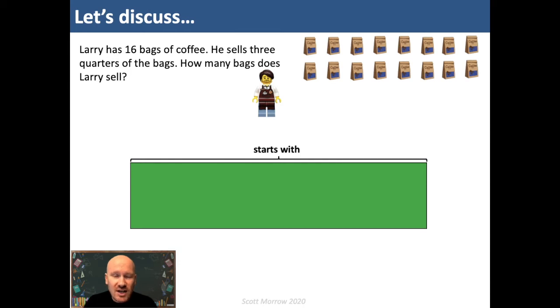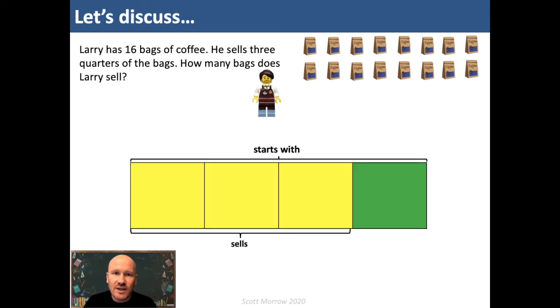He sells 3/4 of them, so this time we're going to split that bar into 4 because we're interested in quarters again. But he doesn't just sell one of those quarters, he sells 3 of them. So let's label 3 of those parts what he sells, which means one of the parts is what he's left with. Then we can put in the values we know. We know that he's got 16 coffee bags to begin with, so that's the whole amount that he starts with, and we're interested in how many coffee bags he sells. So let's put a question mark there.